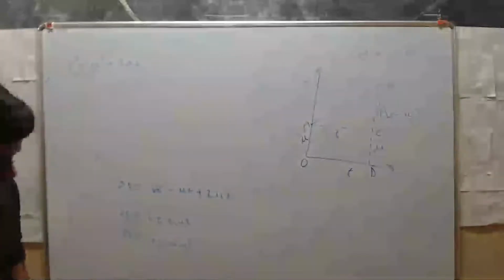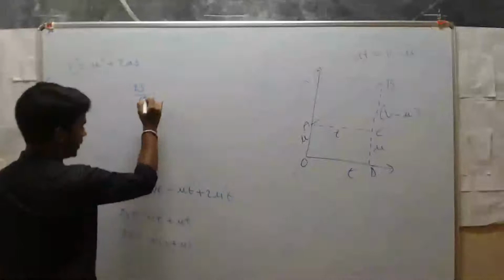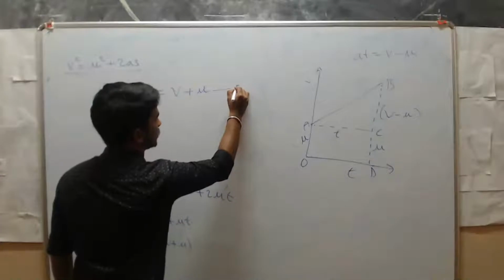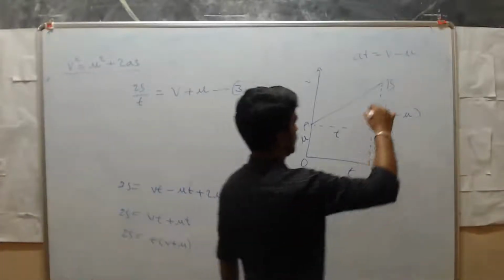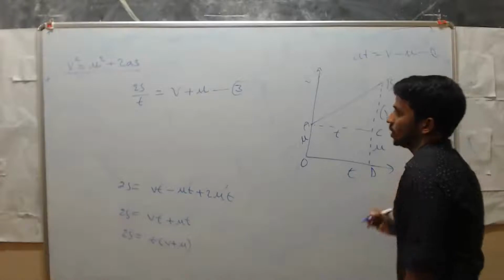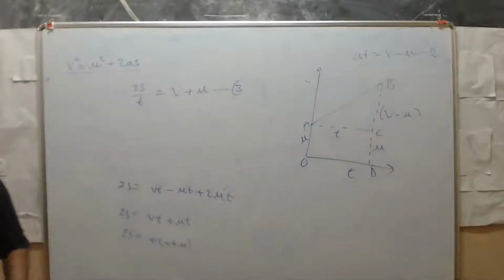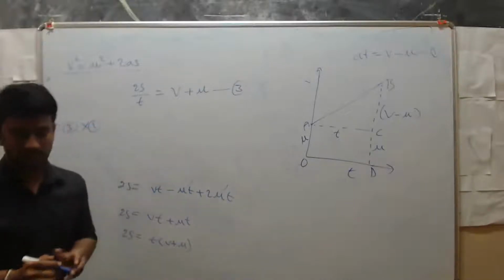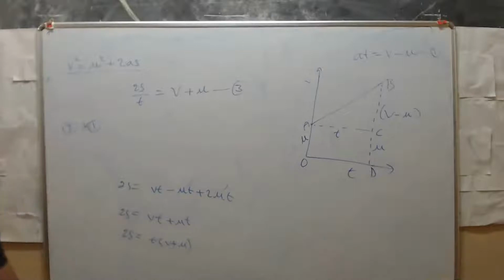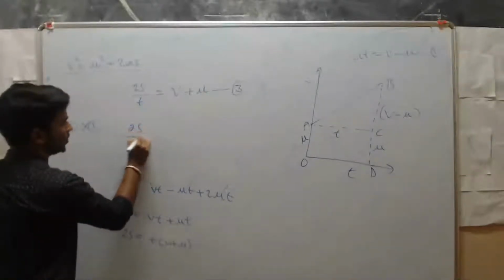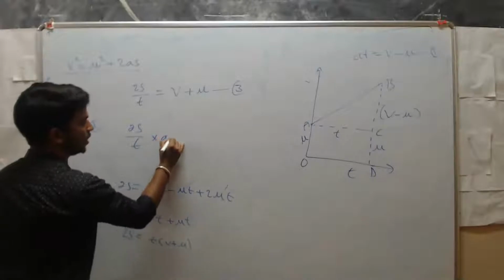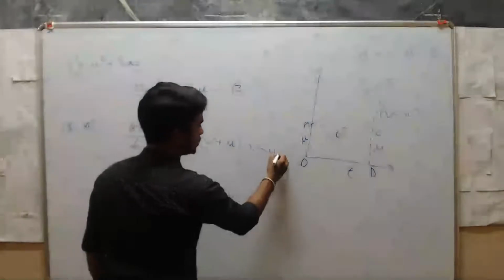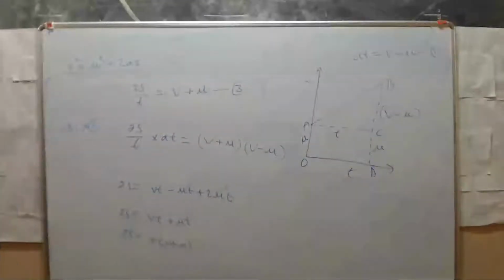So now bring t this side, so we can write this as 2s divided by t is equal to v plus u. We called this equation 3, and in the previous class we called equation 1. Multiplying equation 3 and 1, left hand side to left hand side and right hand side to right hand side, 2s divided by t into at is equal to v plus u into v minus u.